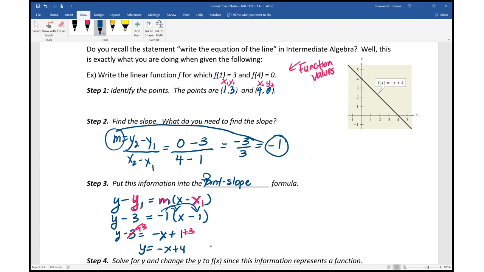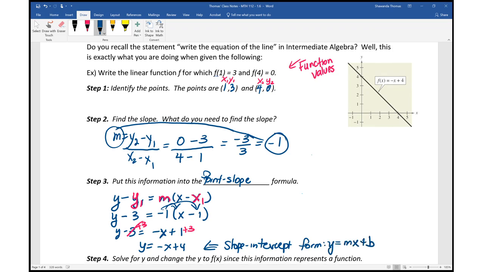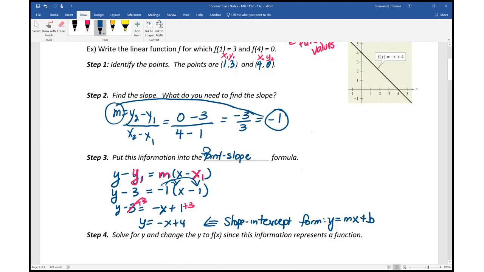So here we put it in the slope-intercept form. And slope-intercept form is y equals mx plus b, where m represents the slope and b represents the y-intercept. And let me show you another way. You could have used this instead of the point slope formula, just to show you that you could have used y equals mx plus b instead.